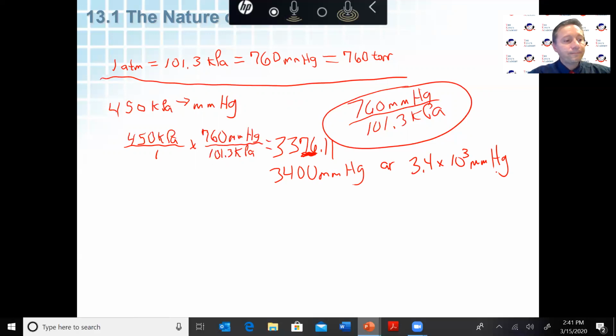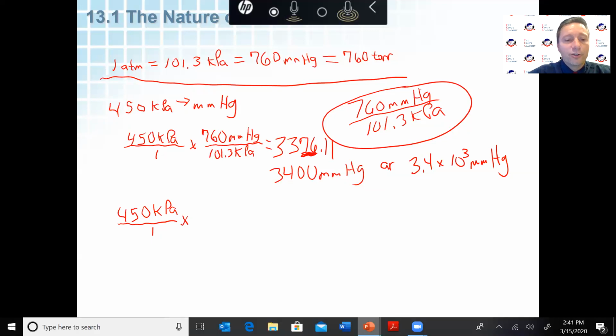All right. The next thing it was asking us to convert that 750 to atmospheres. So let's set that up as well. So we have 450 kilopascals, and we're going to place that over 1.